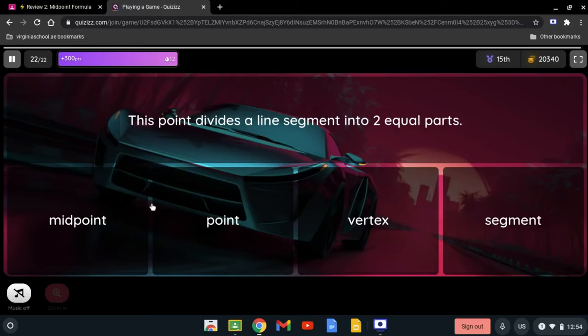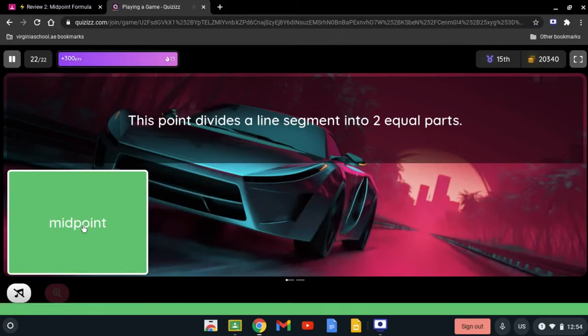This point divides a line segment into two equal parts. So there is a point, or we can say a line. So a point that divides the line into two equal parts is called a midpoint, point, vertex, or segment. So again, we explained this before. If we have a line, there is always a point that divides it into two equal parts, and that is called the midpoint.